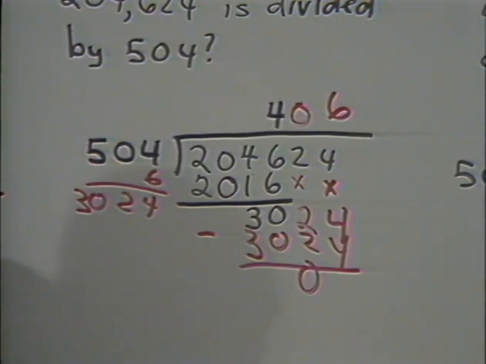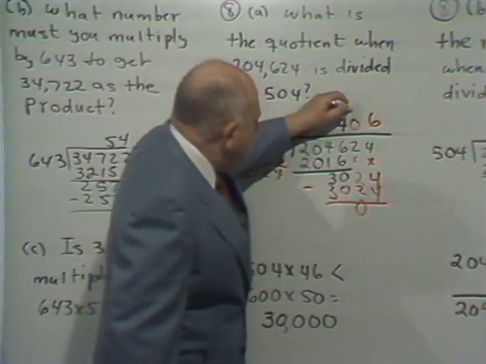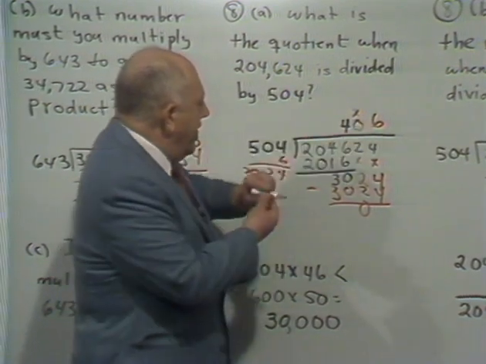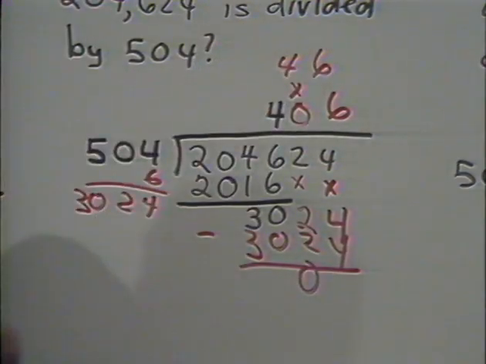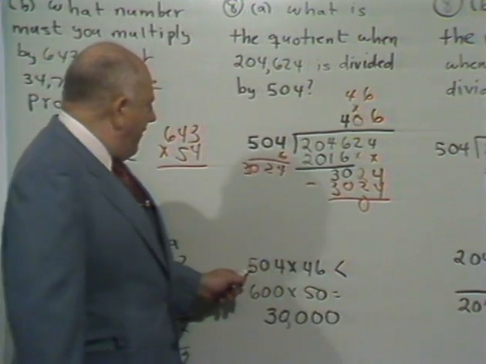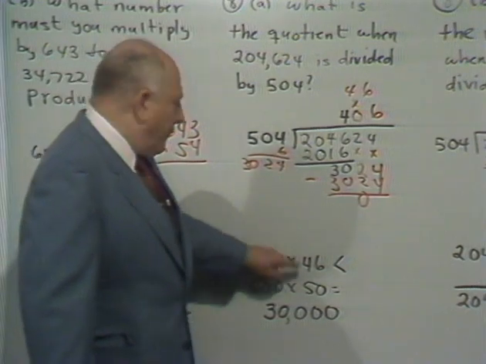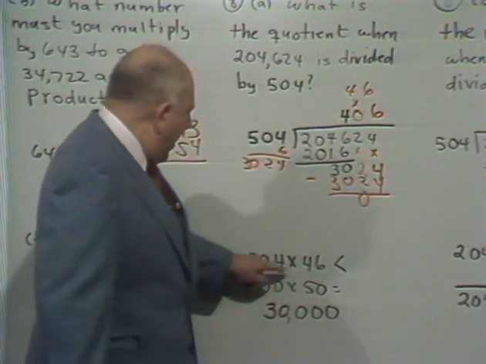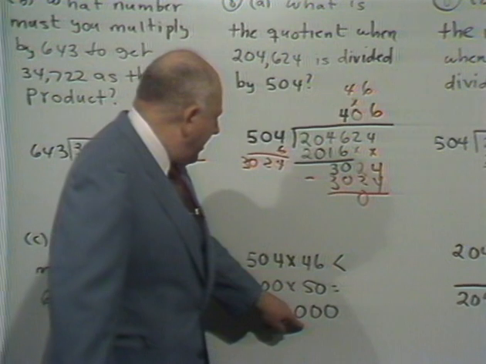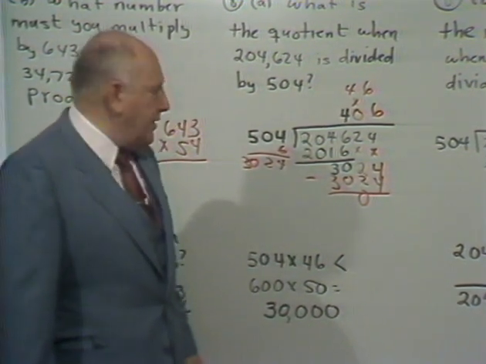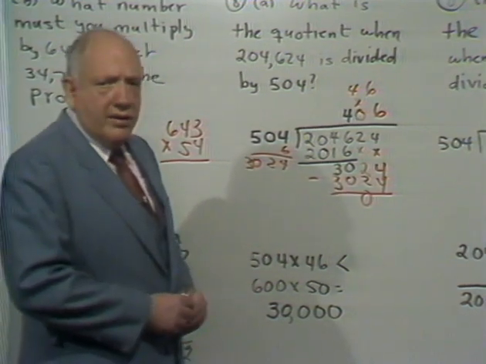Again, it is crucial that you do not omit this 0. Because if you leave the 0 out and put the 6 in, what does that make the 4? It makes the 4 4 tens, and the answer is 46. Now you see, take a look over here. 504 times 46. Well look, 504 is less than 600. 46 is less than 50. 600 times 50 is 30,000, and that's too big to be the right answer here. That's way less than 204,624, so this must be the wrong answer.